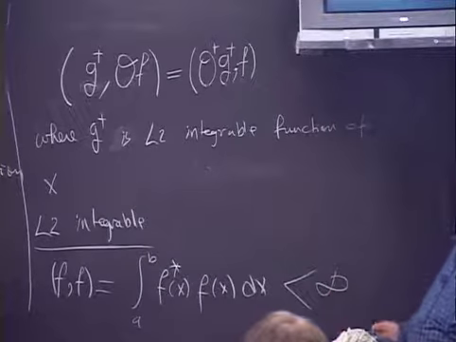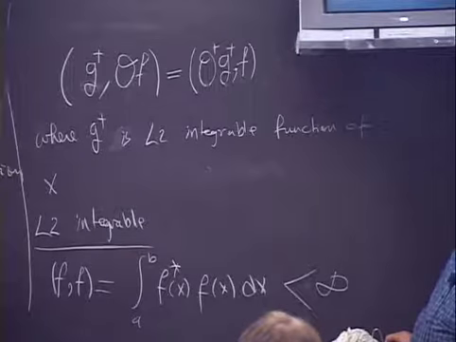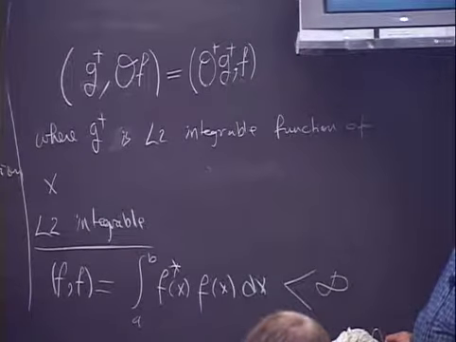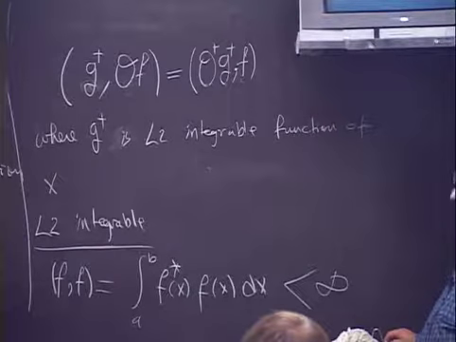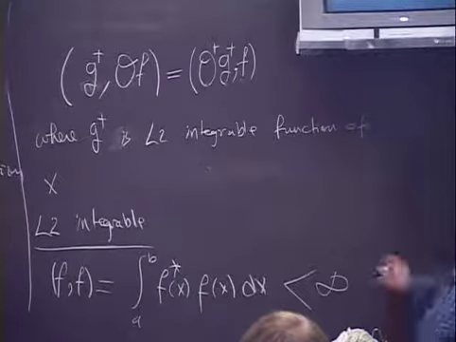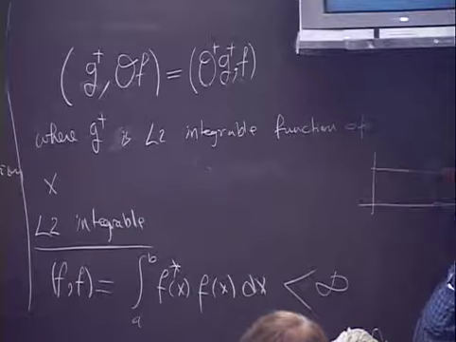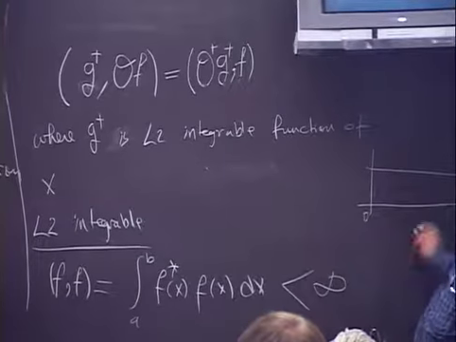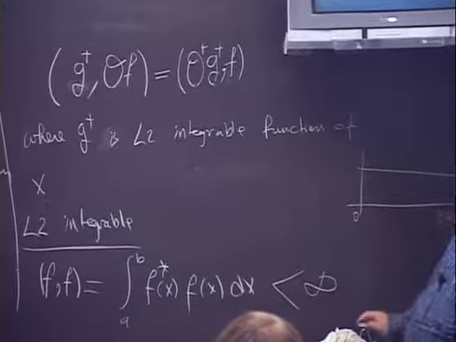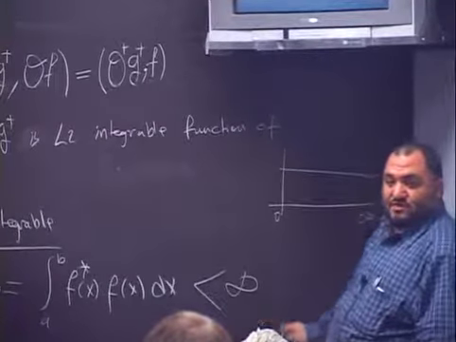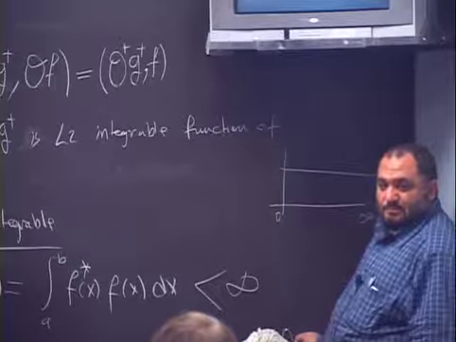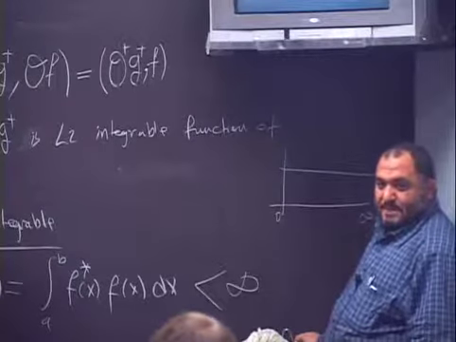call this an L2 squared integrable function. Can you give me an example of a function that's not an L2 integrable function? A constant. If you try to integrate a constant from a equals 0 to b equals infinity, it will give you what? Infinity. So it will not satisfy this condition. Did you understand?